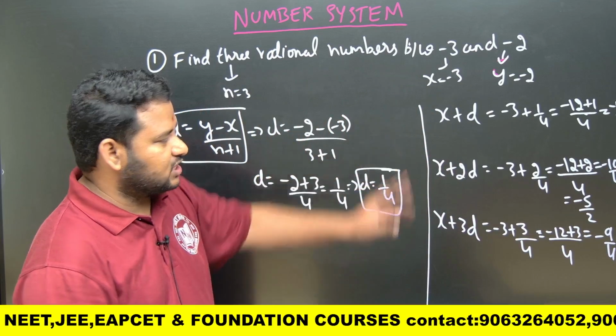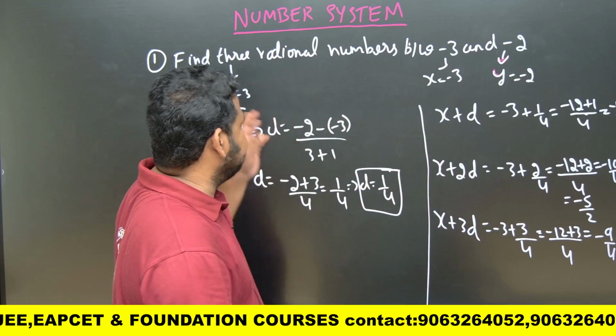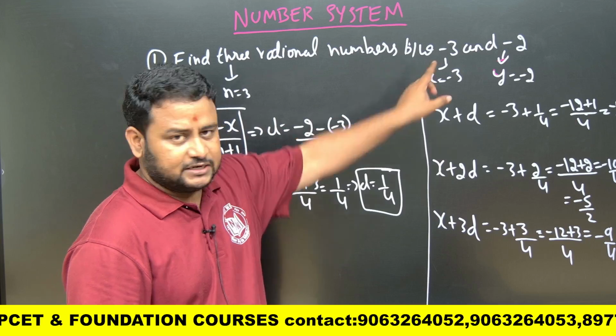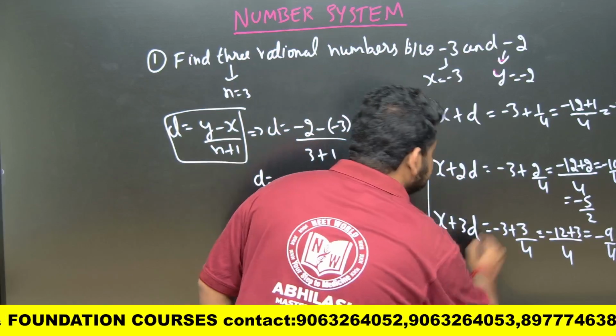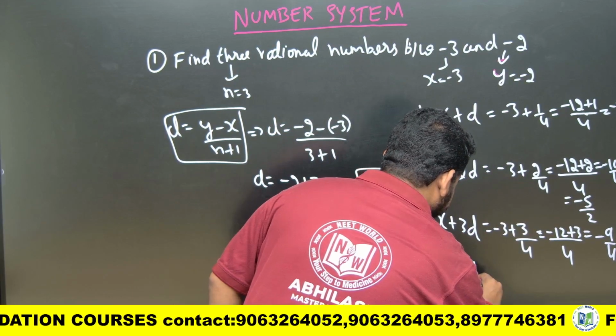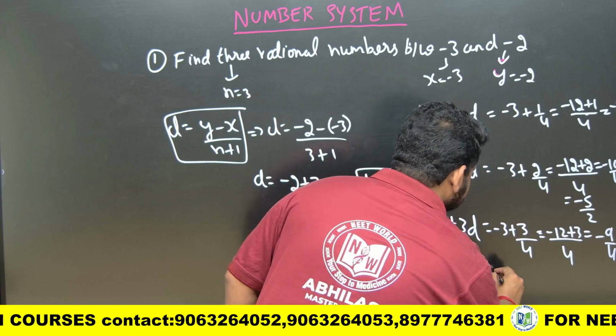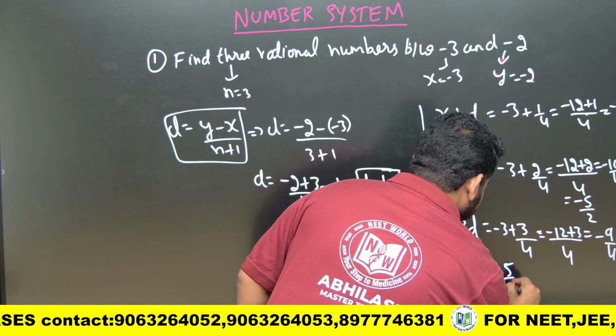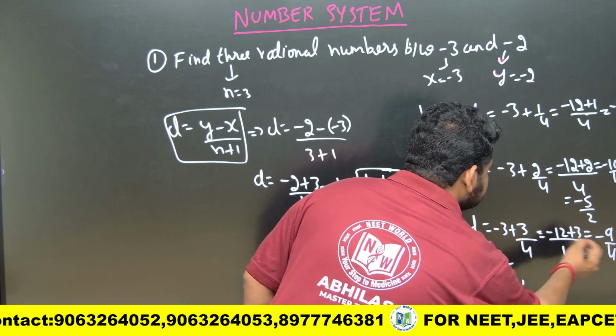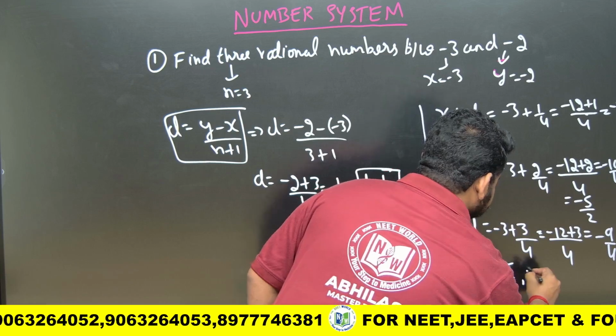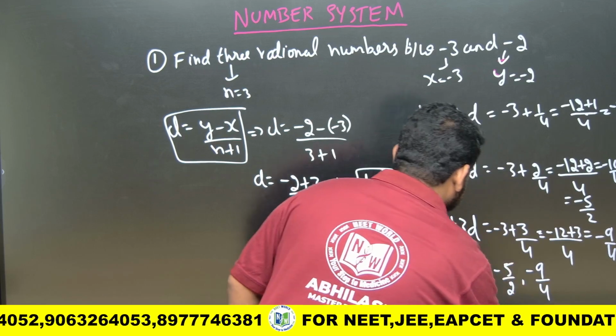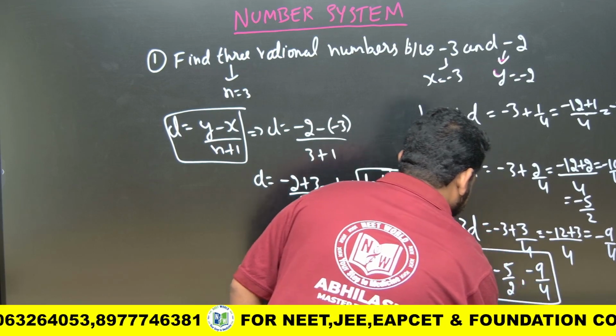So what are the rational numbers that we got? You have to write the statement. The three rational numbers between -3 and -2 are what? First is -11 by 4. Next is -5 by 2. Next is -9 by 4. Okay, that's all, that is the answer to this question.